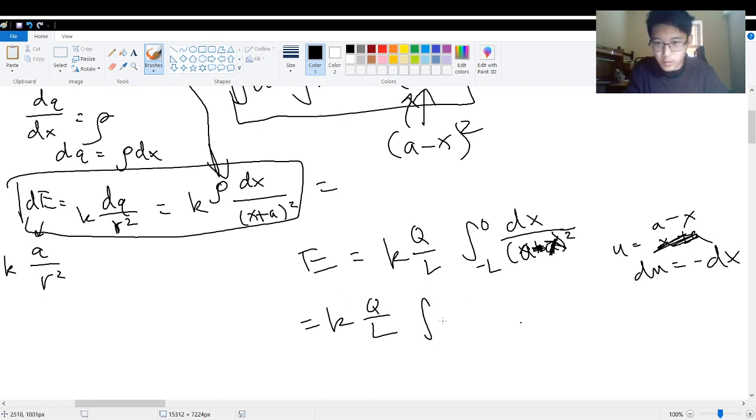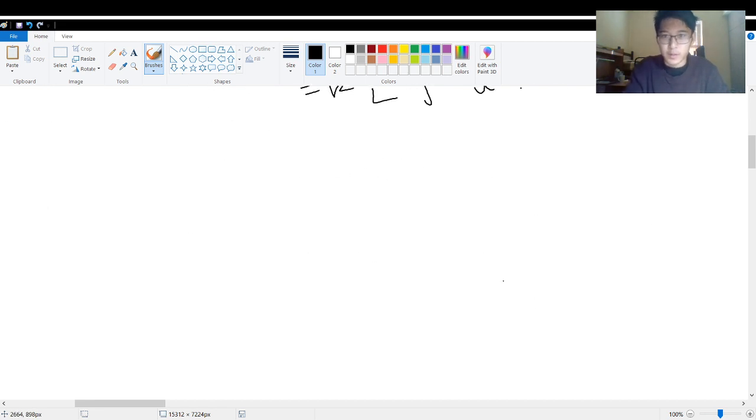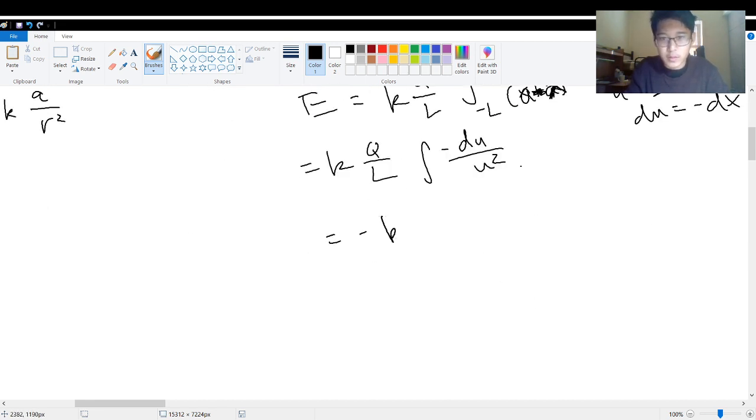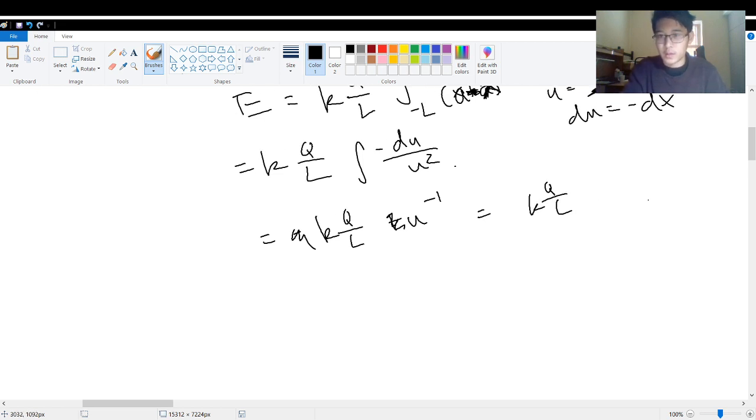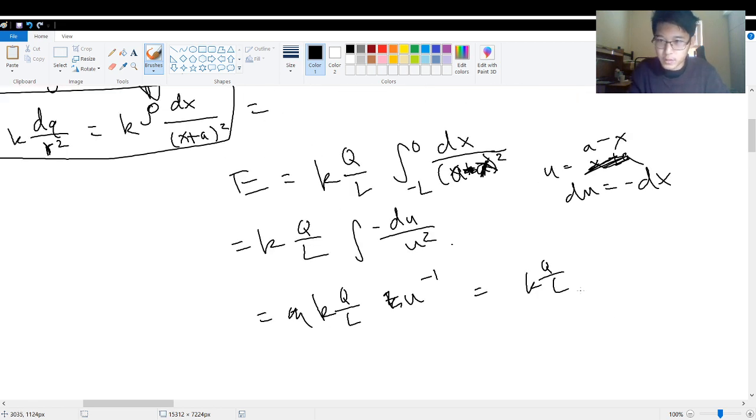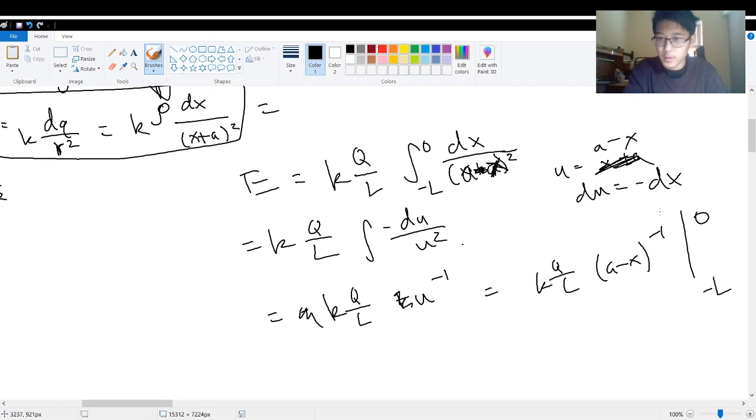And if we plug in u's, I'm not going to worry about the bounds for integration yet because I need to plug back in u. So this is negative du over u squared. And if we solve that one out, then it's equal to negative kq over L times negative u to negative 1. So these two negatives cancel out. And then I'm just going to plug back in u is equal to a minus x, so this is times a minus x to the negative 1, and the bounds of integration is from negative L to 0.